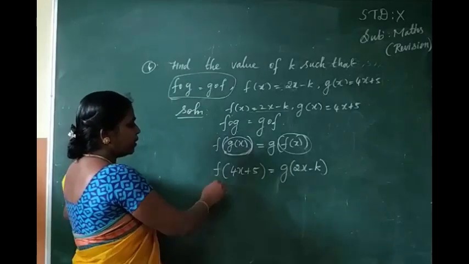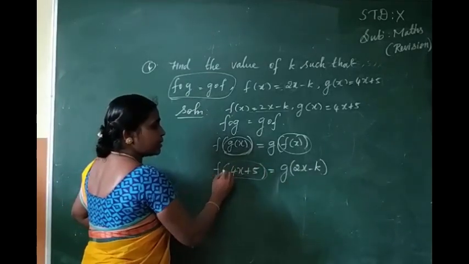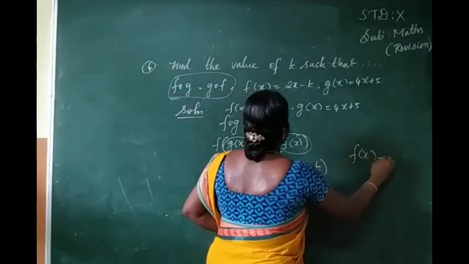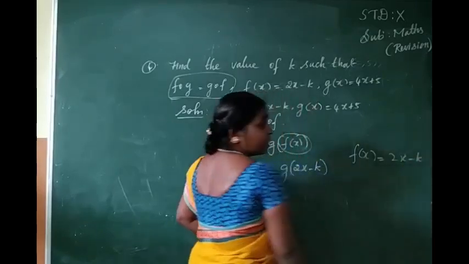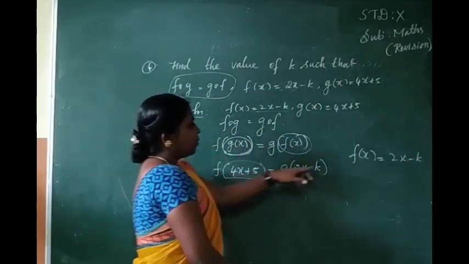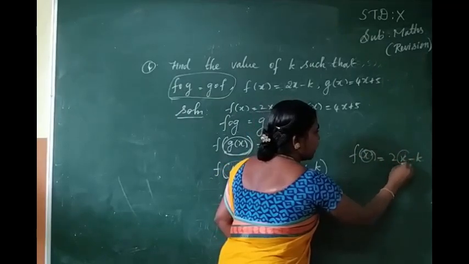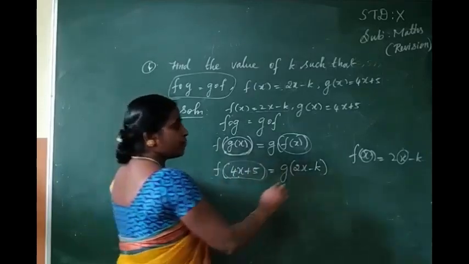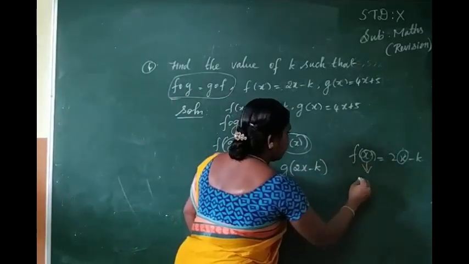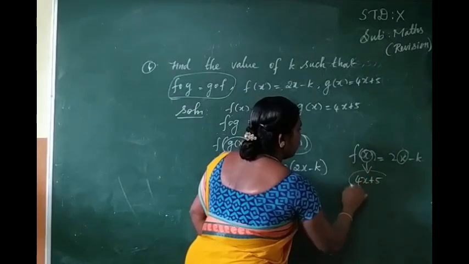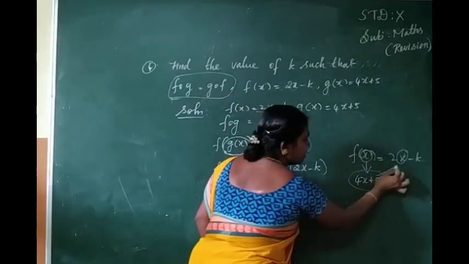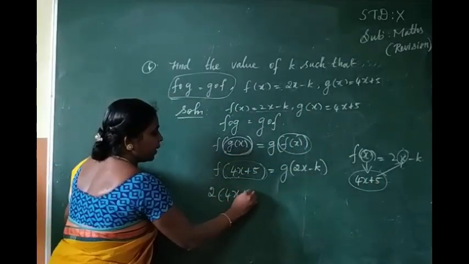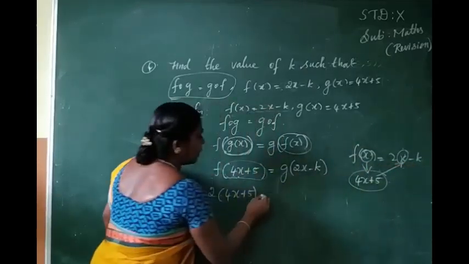Next, now you see, f of x. It is not x, but we are thinking it is x. So f of x means 2x minus k, isn't it? f of x is not 2x. In the place of x we are writing 2x minus k, but instead of x, what is here? 4x plus 5. So instead of this x, here we have 4x plus 5. So in the left hand side you have to substitute this value here. So what is that? 2 into 4x plus 5. Remaining, what is there? Minus k.